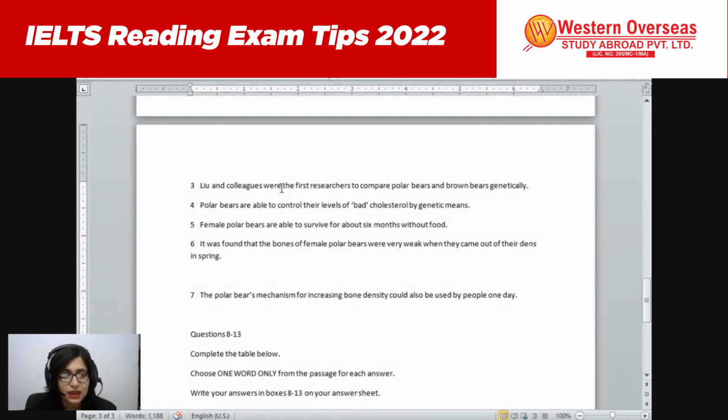Now, what is the most important keyword? The most important keyword here is were the first researchers. They were the first researchers. Now, this is going to be my keyword. What they did as first researchers was to compare polar bears and brown bears. Now I have a comparison between these two types of bears genetically. Now I have the two important keywords: they were the first researchers, and what they did as first researchers, they compared polar bears and brown bears.